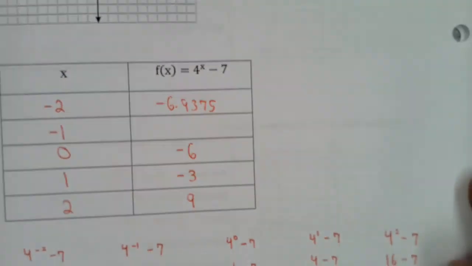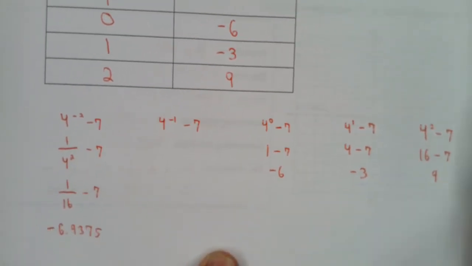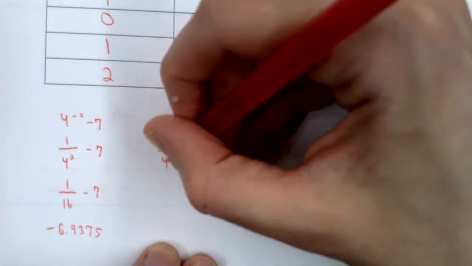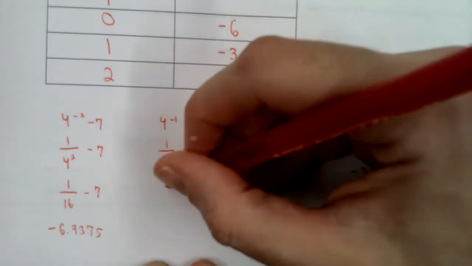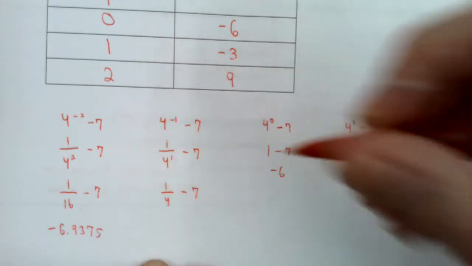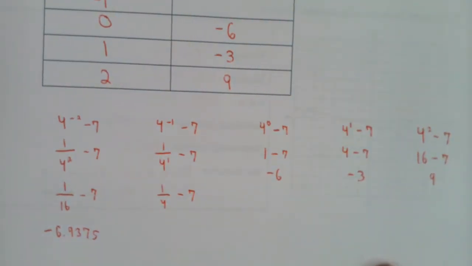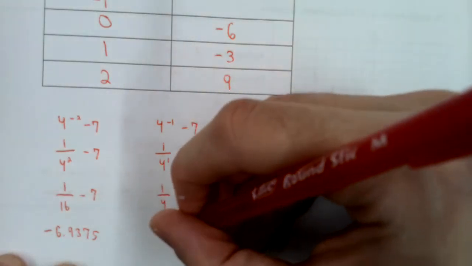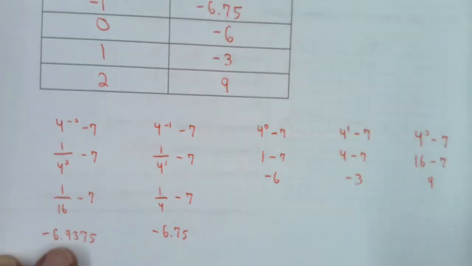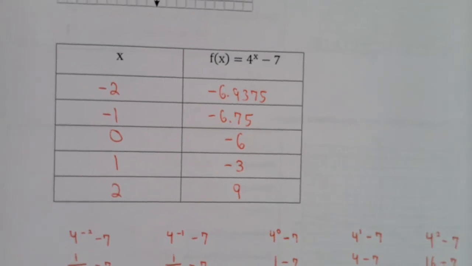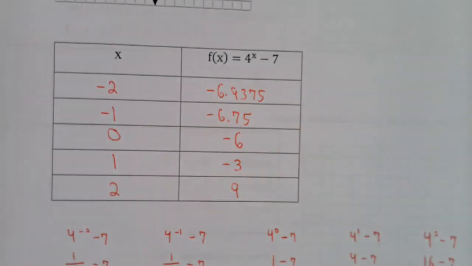Now let's do 4 to the negative 1 power. 4 to the negative 1 power is the same as 1 over 4 to the positive 1 power. We talked about that a lot in this unit. So 1/4 minus 7. You want to get that decimal. 1/4 is 0.25. Minus 7 will give you negative 6.75. So as you can see, the graph looks like it's approaching negative 7, but never actually touching negative 7. As you can see in the table, which I told you before we even started the problem was going to happen. So let's graph the 5 values in the table.